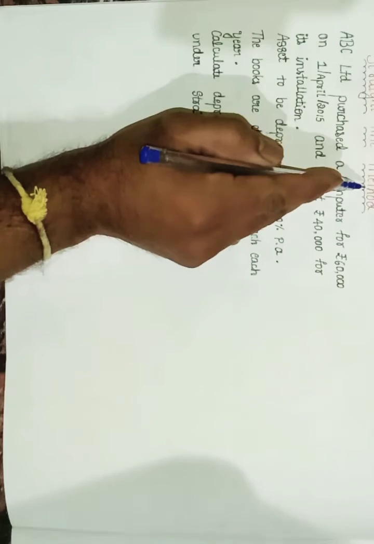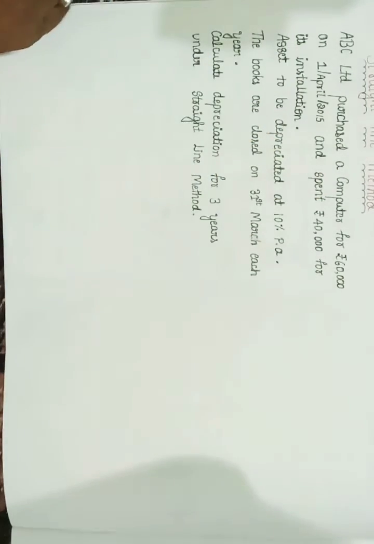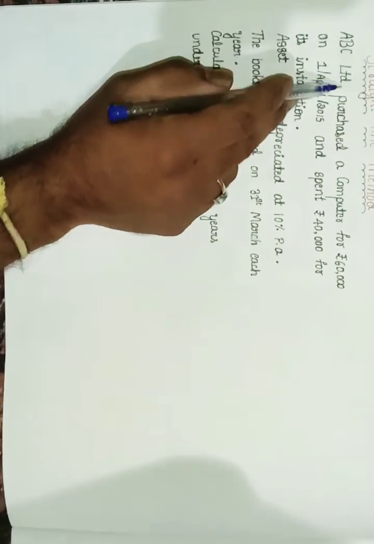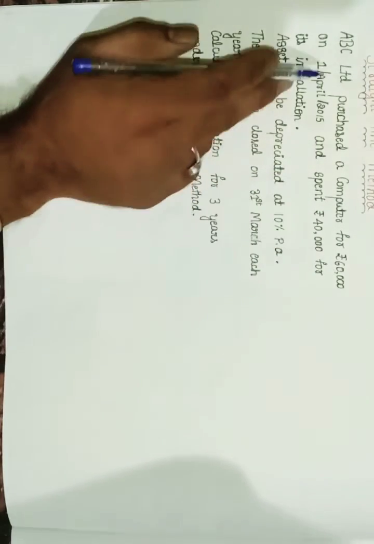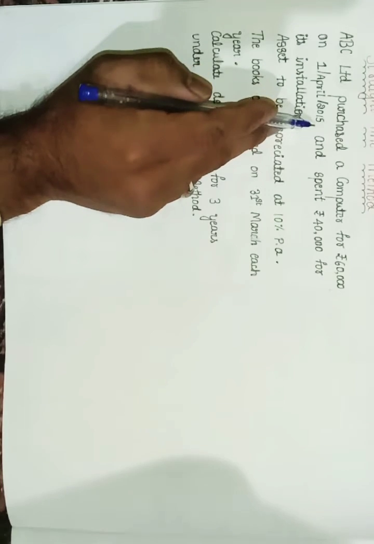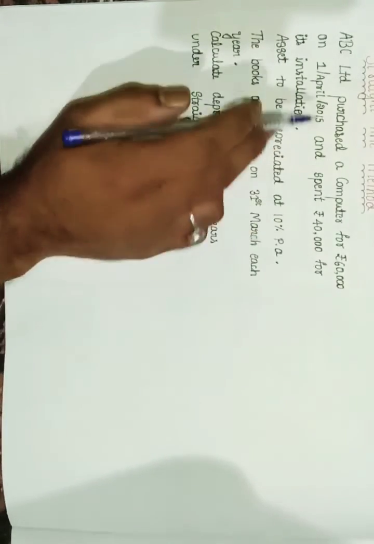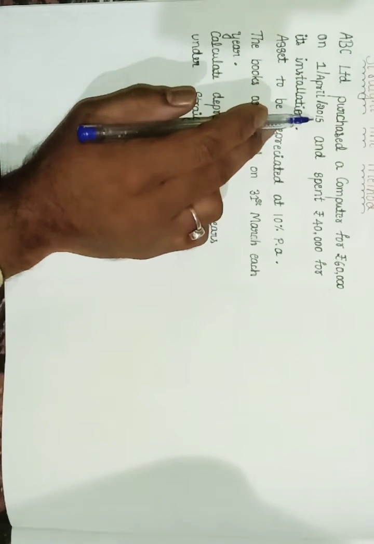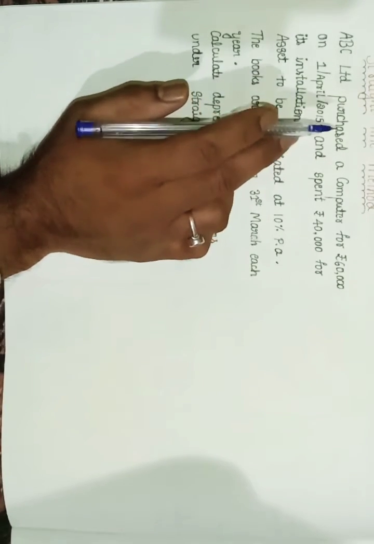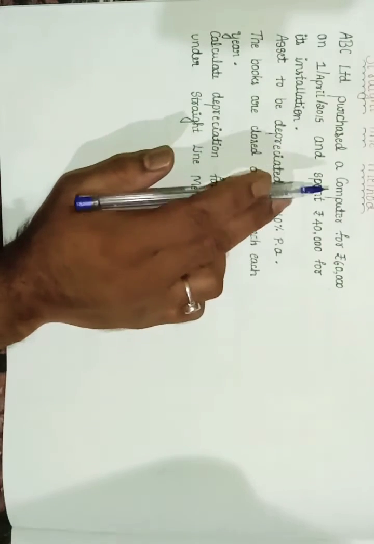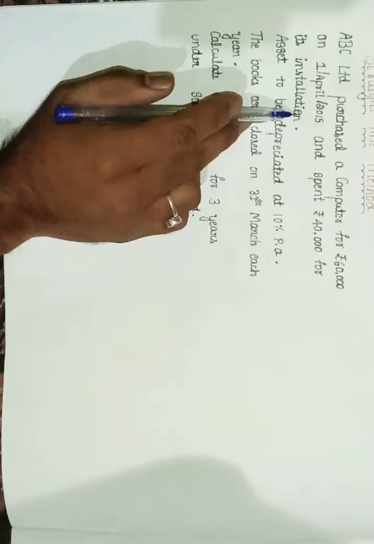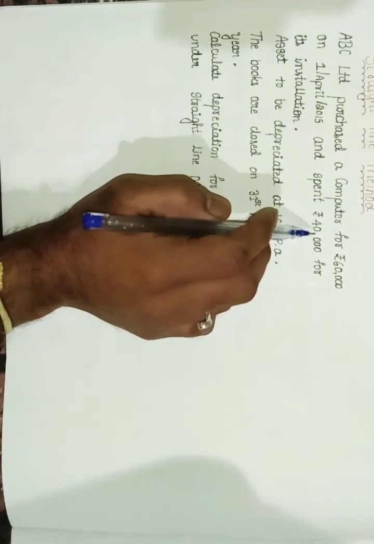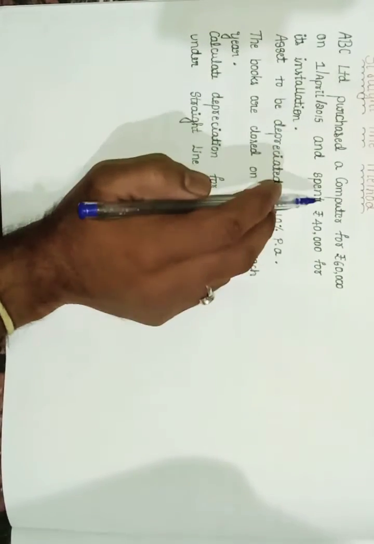First one. Here is one question: ABC Limited purchased a computer for rupees 60,000 on 1st April 2015. It has purchased one computer for 60,000 on 1st April 2015, and at the time of purchase the company spent rupees 40,000 for its installation.